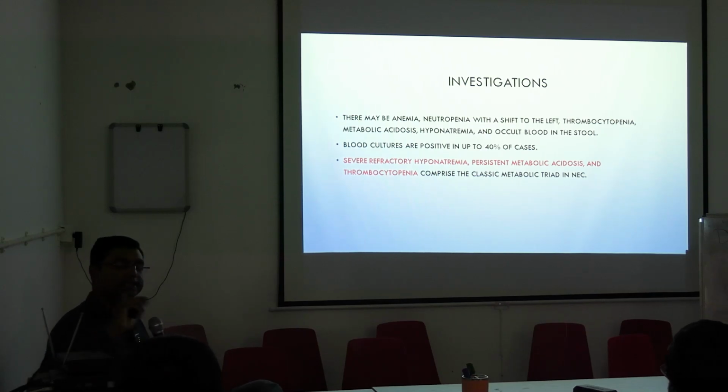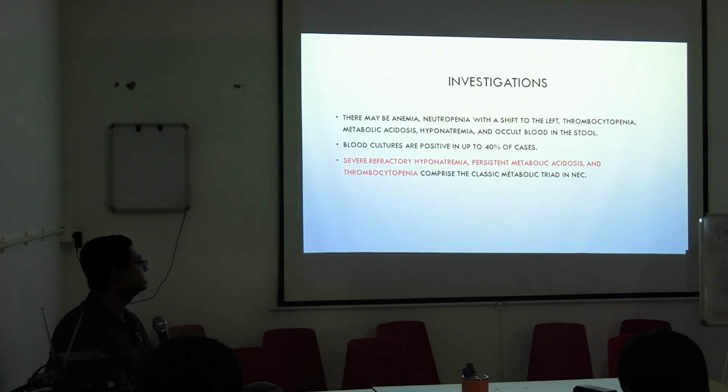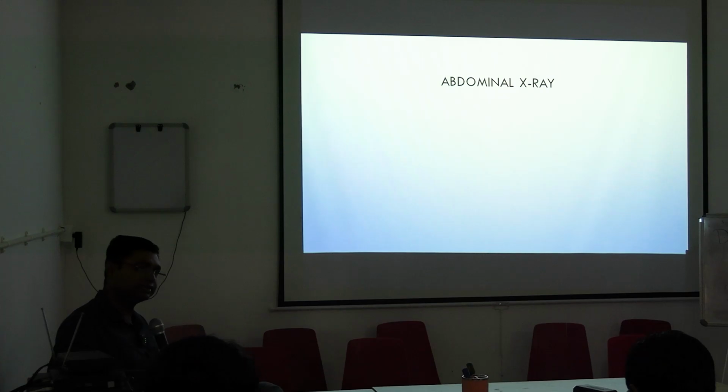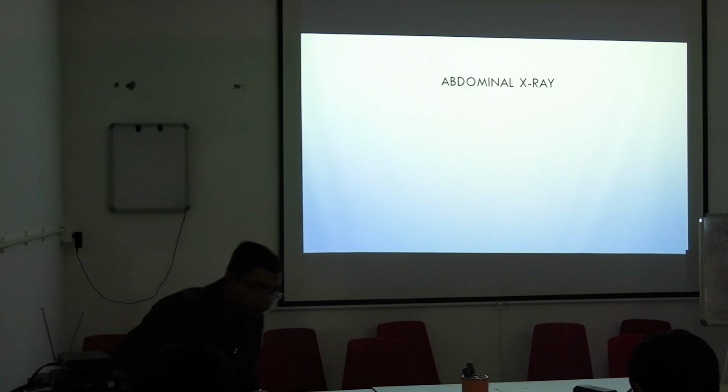That means you will not find this triad in all NEC patients, it is found only in the advanced stage, not in the early stage. So blood cultures can be done because the patient can have sepsis. It is positive in up to 40% of the cases. Now there is a diagnosis. You can do abdominal X-ray. Normally, how do we take an abdominal X-ray?